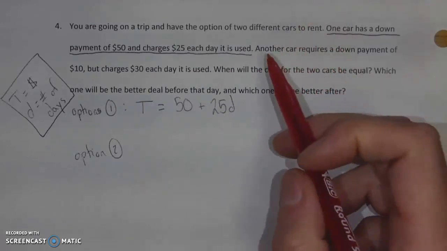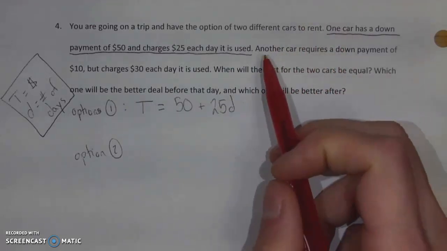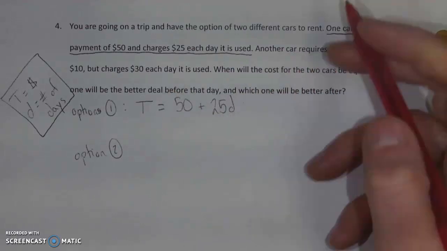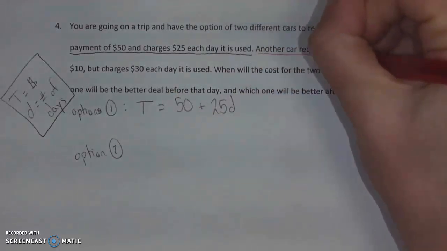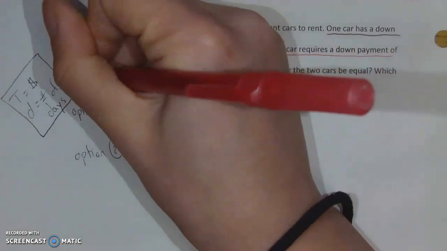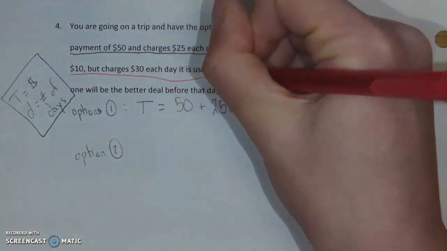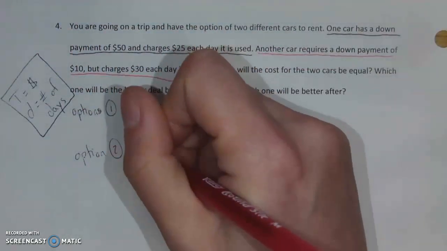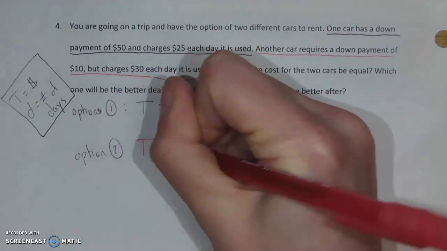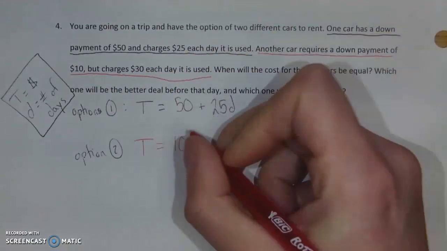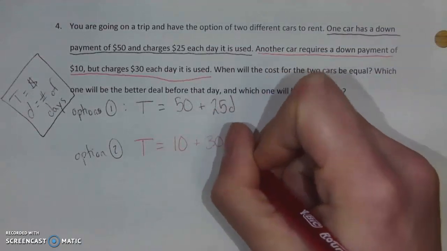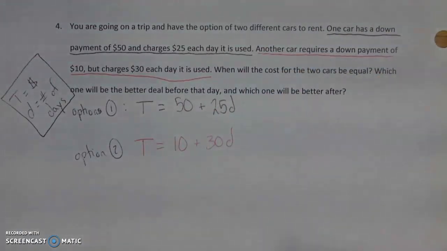But here, even though I have an equation, I still have another equation that needs to be solved, and that is for the other option. So this is option 2, where I could pay $10 and pay a little bit more every day. So again, I don't know my total, but I do know I'd pay $10 just one time, and I would do $30 repeatedly.